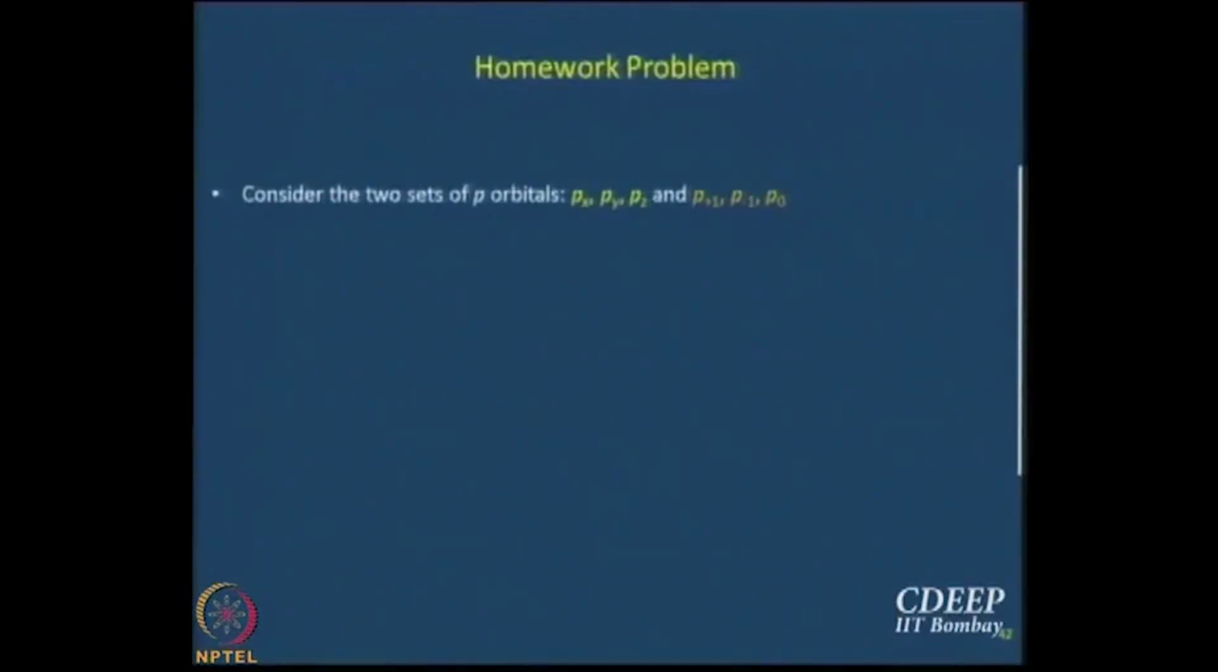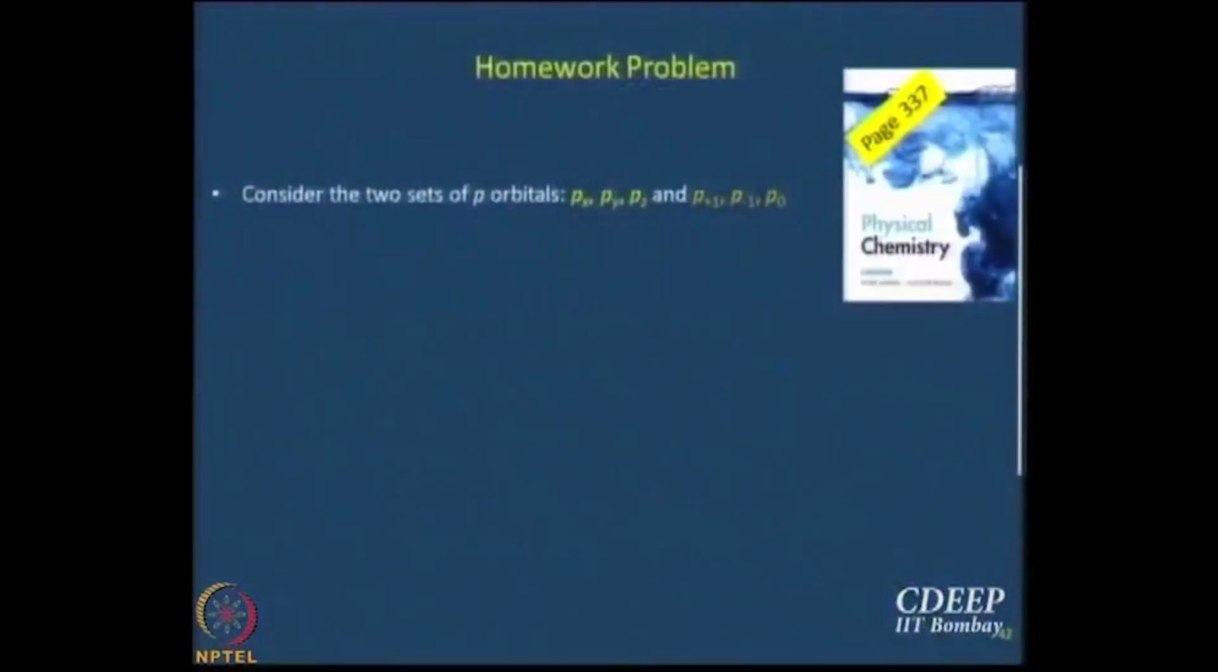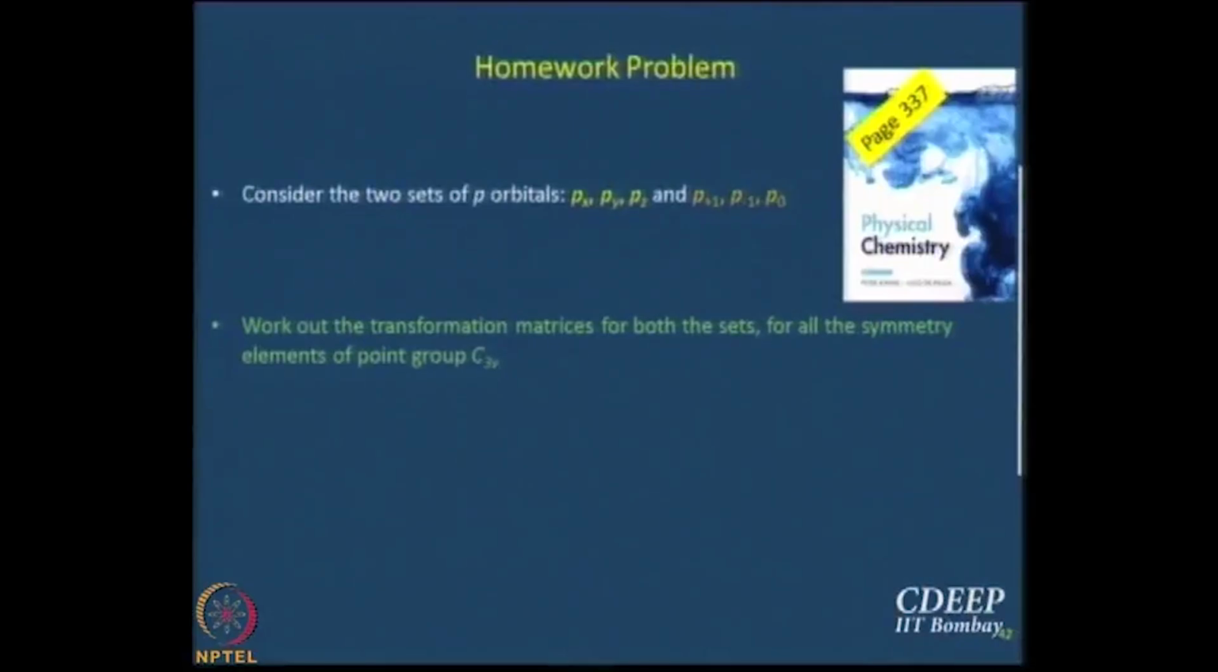So consider two sets of p orbitals, px, py, pz, and p plus 1, p minus 1, p0. Okay. How they are related is given in Atkins physical chemistry book. Not exactly page 337 maybe, but you have to start from 1 or 2 pages earlier. 337 is the final result. Okay. You see how they are related. Now what I would like you to do is you work out the transformation matrices for both the sets for all the symmetry elements of point group C3V.